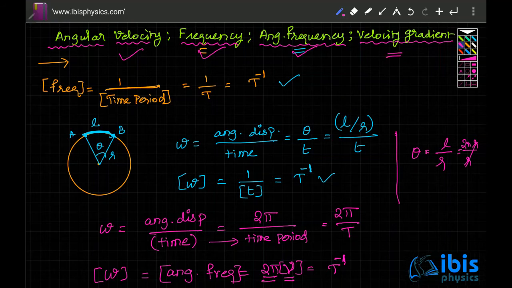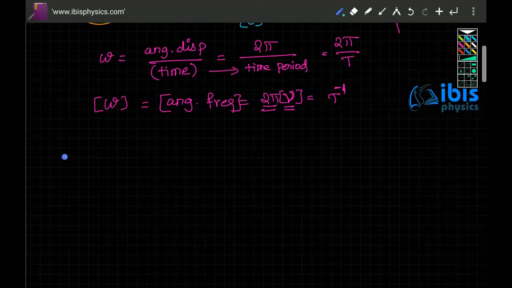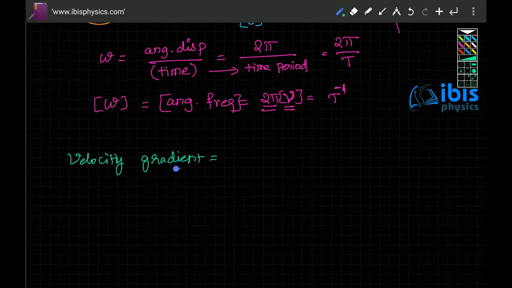The fourth one in our list is velocity gradient. What is velocity gradient? Gradient means with respect to distance. Velocity gradient means change in velocity with respect to distance. The dimensions of velocity is l t power minus 1 and distance is l. So these two will be cancelled, so it is also t power minus 1.